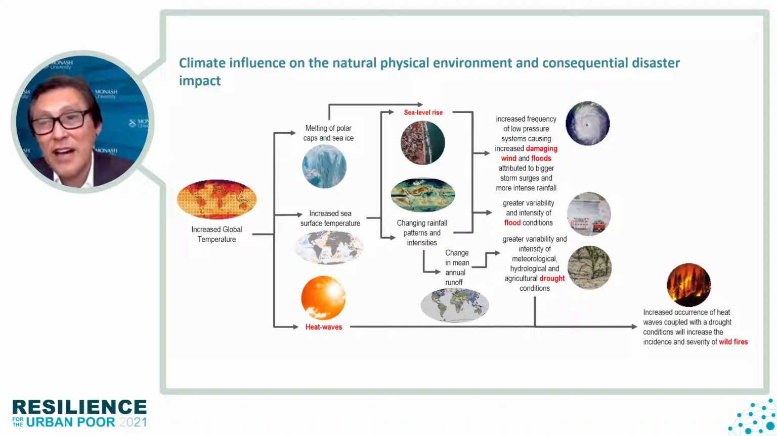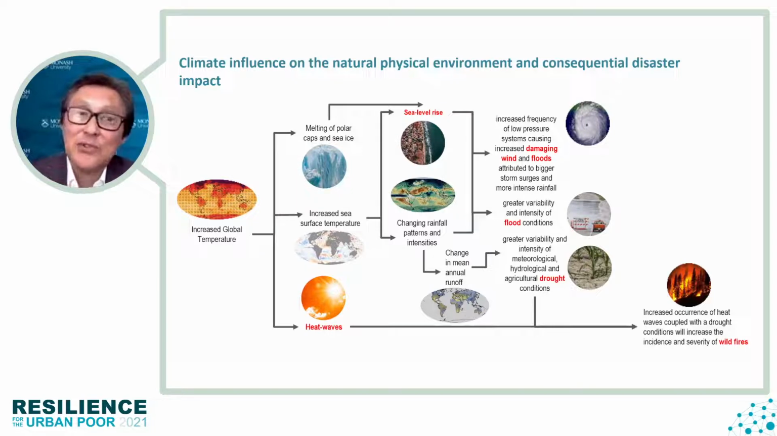And again, there's a whole bunch of other things where we know there's a connection, but perhaps do not have as much understanding of the direct relationship. For instance, a combination of heat wave and drought conditions can often increase the occurrence of fires, wildfires. And that is now becoming a significant hazard to our communities. Location becomes important in terms of the exposure of urban poor to wildfire, but there is a connection between increased global temperature and increased dryness in our catchments that actually increases the exposure and vulnerability to wildfires.